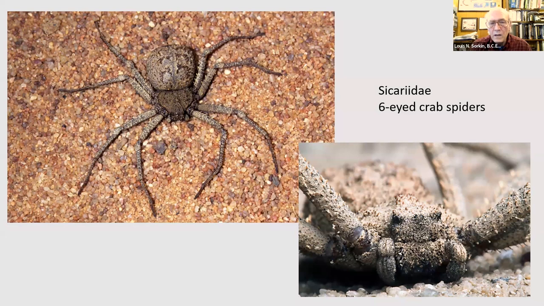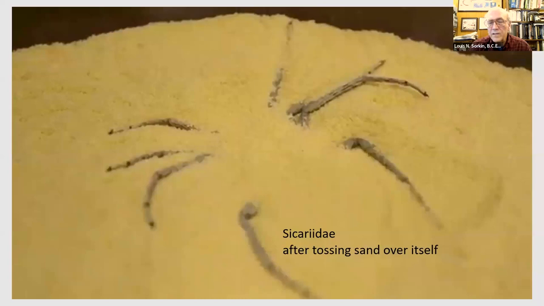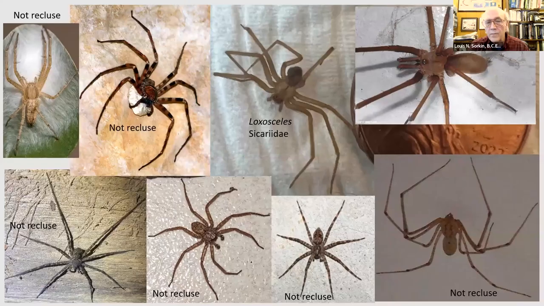These are the sand spiders, in that the spiders in sand will simply toss their legs over their backs, pushing sand over them and cover themselves up. This is a picture in the center of a Loxosceles recluse spider and showing you some of the other spiders that are often misidentified as being a recluse spider.